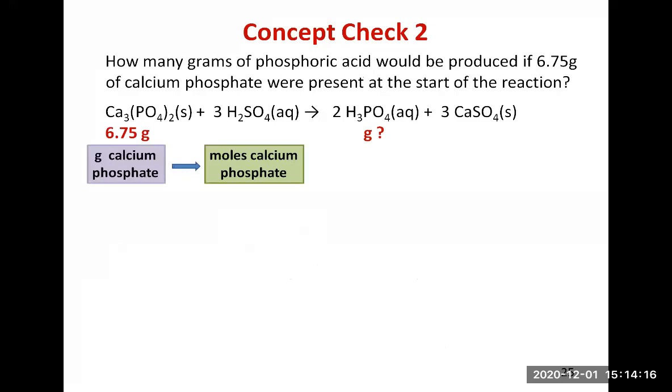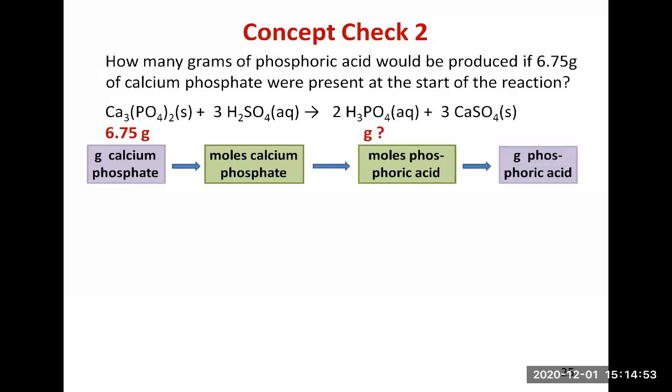So the first step will have to be to change the grams of calcium phosphate into moles of calcium phosphate, because we cannot change the grams of a substance to grams of another substance without going through moles. The chemical equation gives us proportions in moles, but not in grams. So you have to change the grams of calcium phosphate into moles first. Then, using the chemical equation coefficients, you can change the moles of calcium phosphate into moles of phosphoric acid, and then go back to grams of phosphoric acid once you have the moles of phosphoric acid. So that's the roadmap for this calculation.